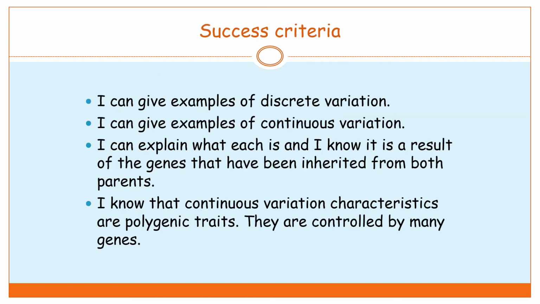We've now come to the end of this video, so you should be able to give examples of discrete variation. You should be able to give examples of continuous variation. You can explain what each of these is, and you know the result of genes that have been inherited from both parents. You know that continuous variation characteristics are polygenic and they are controlled by many genes, and discrete variation is single gene inheritance and it's controlled by one gene. So well done if you managed to confidently get that all correct. If you didn't, then you need to watch the video again.